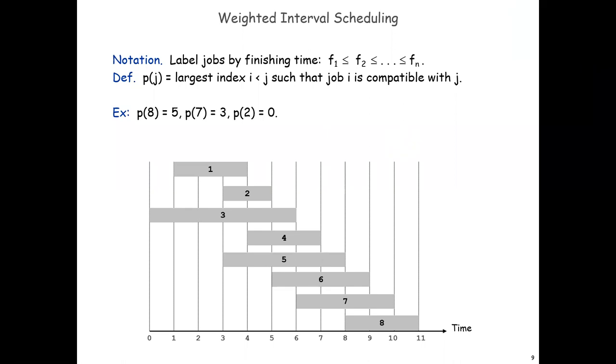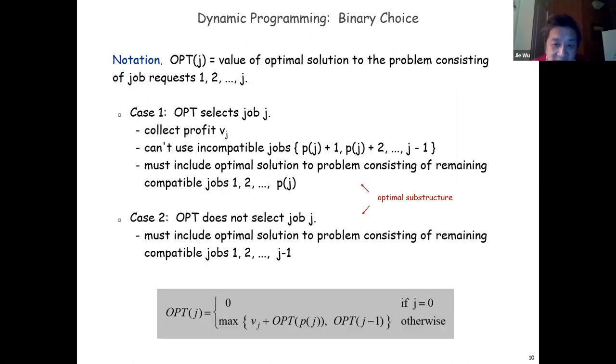Okay, so let me repeat this selection process, maybe just go through the algorithm directly. OPT(j) really means the value of the optimal solution to the problem consisting of jobs 1 to j. So this is the idea of a linear sequence. You first need to define a sequence in this problem. The sequence is based on finishing time, 1, 2, to j.